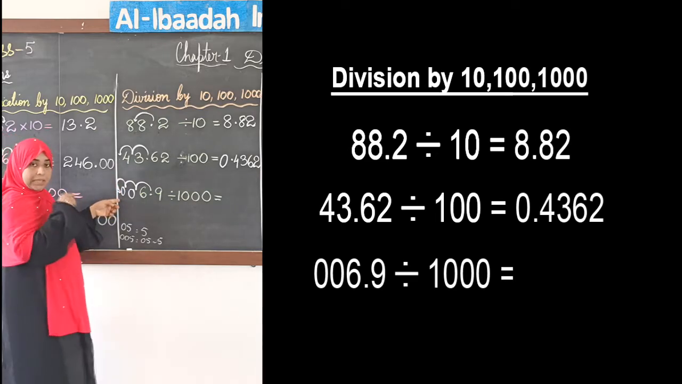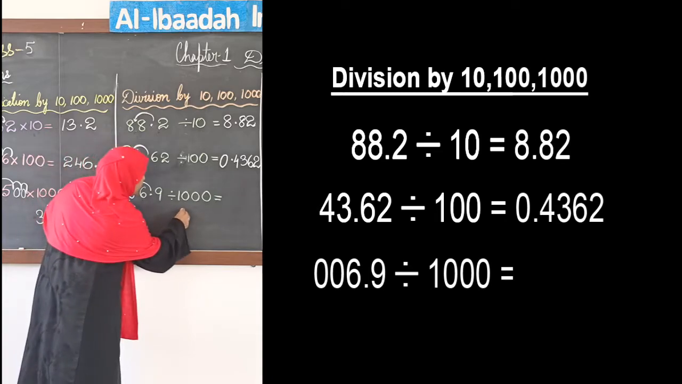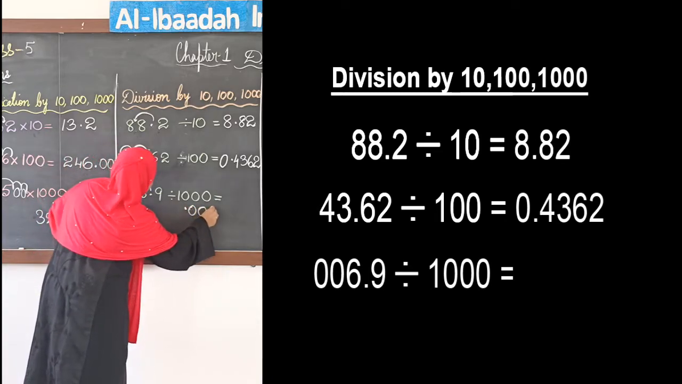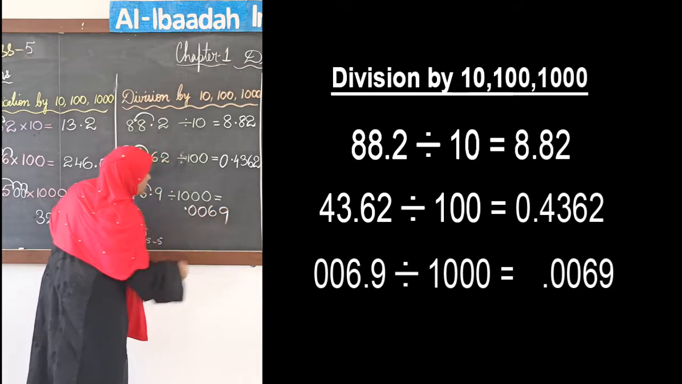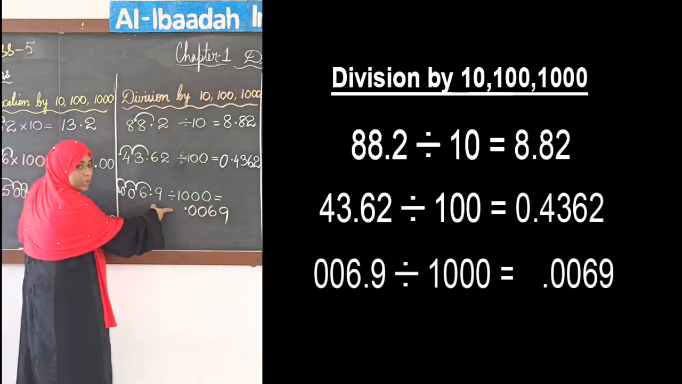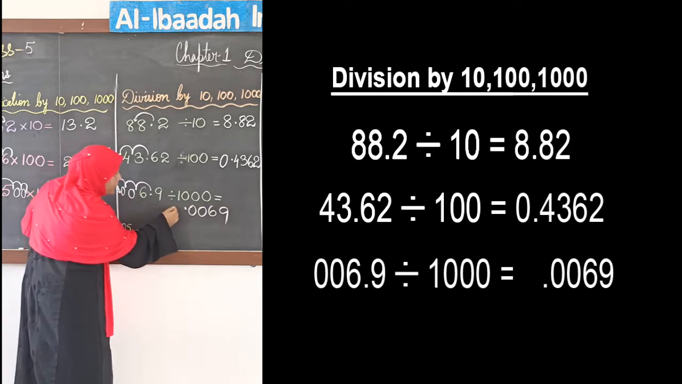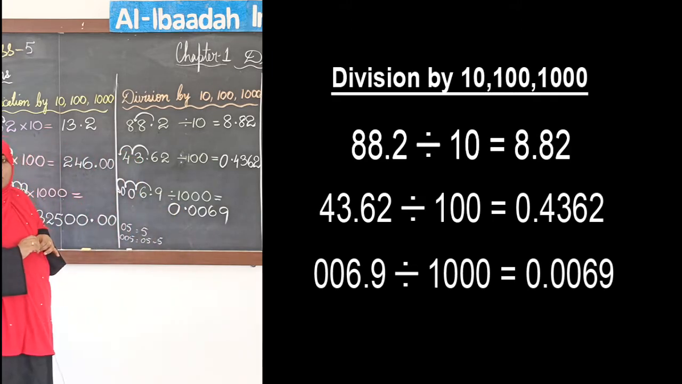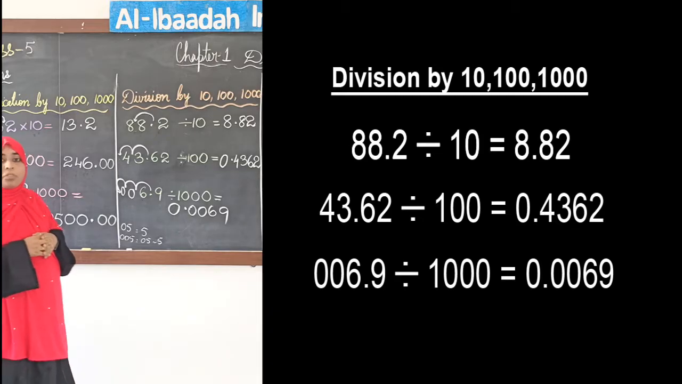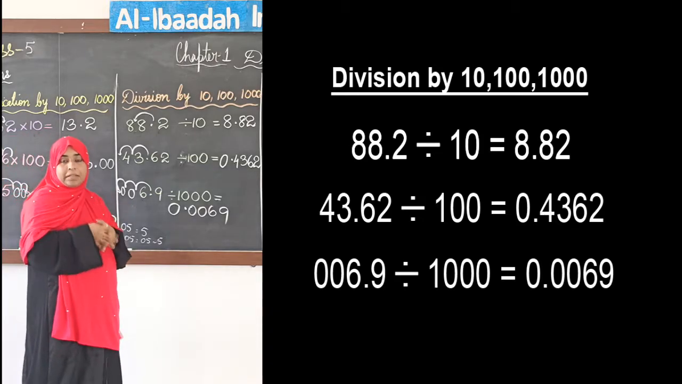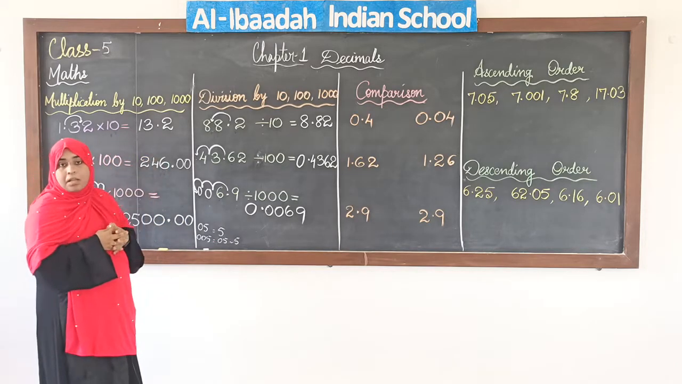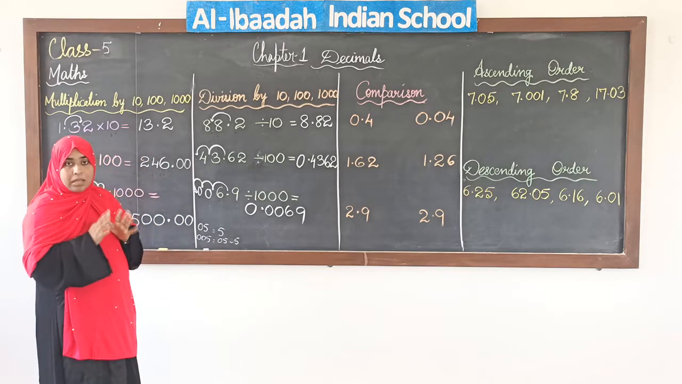So, the new number that I will get after dividing is 0.0069. Again, we can see that in the whole number part we have no number, so we can add a 0 over there. The value will not change. I hope you have understood how we shift the point when we multiply with 10, 100 and 1000, and how we shift the point towards the left when we divide the number by 10, 100 and 1000.